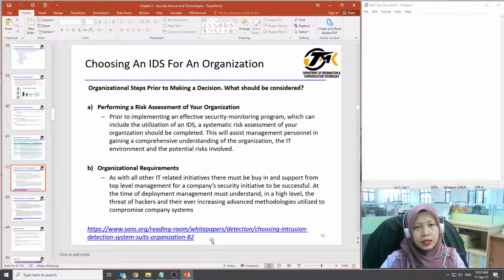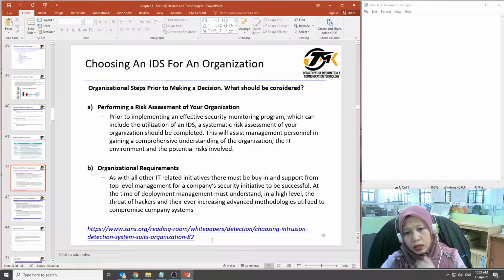Including the management personnel who will be involved with the accountability of the IT-related software or hardware. Okay. The second is organization requirement. What does the requirement mean? The organization requirement, the company requirement. Does it need to have a software?